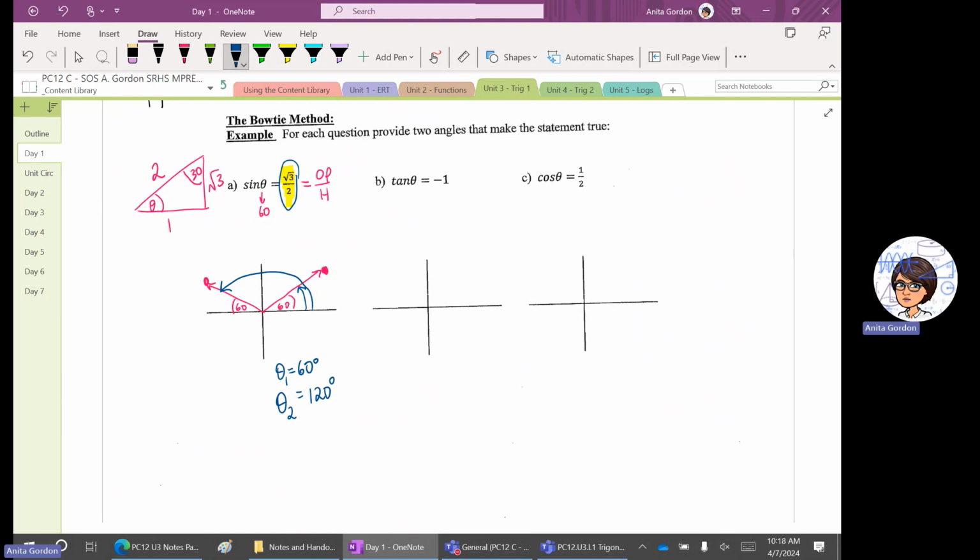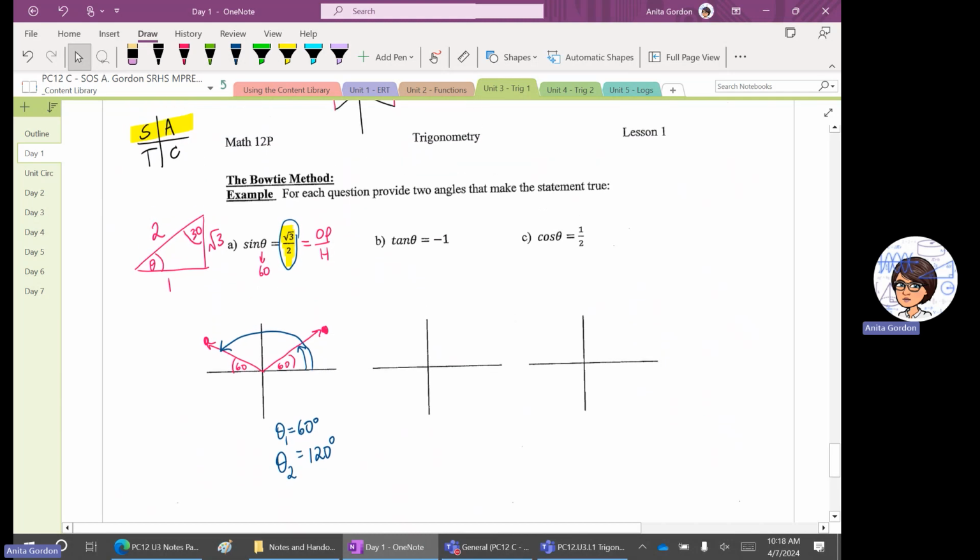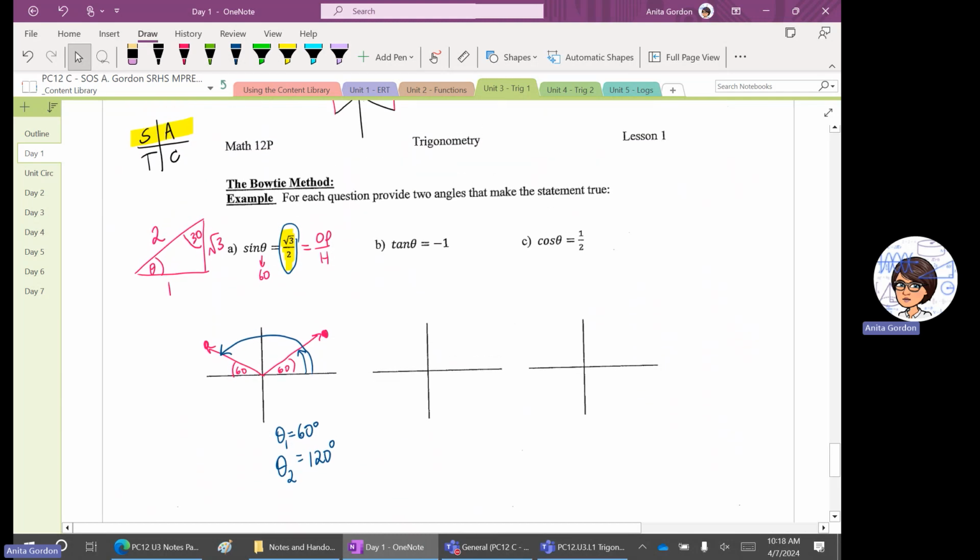The tangent is -1. Okay, negative is just telling me that it's going to be somewhere here and somewhere here, because that is where tan is going to be negative, right? Because in my little CAST symbol here, A and T is where tan is positive. So I know it's going to be here and here, and I've just got to figure out what angle closest to the x-axis will give me the number 1.